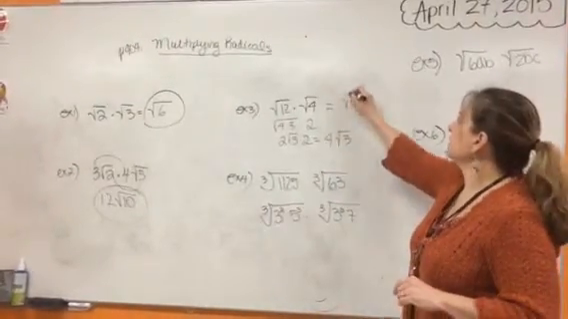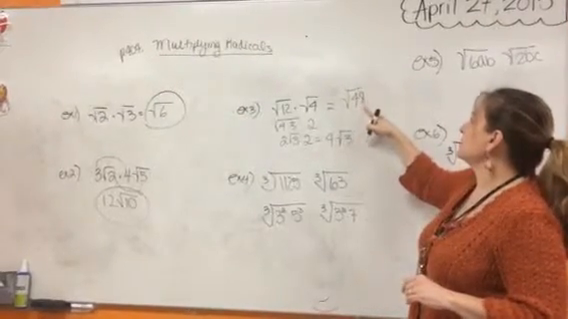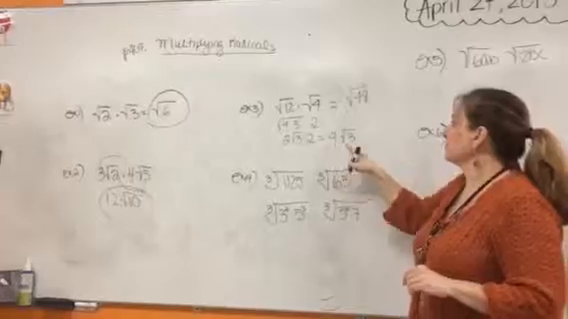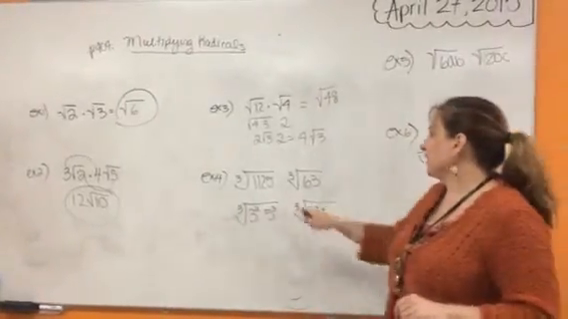Had I done it like this and did 48, then I would have gotten 16 times 3. The 16 would have popped out as a 4. I would have gotten the same answer, 4 radical 3. Got it? All right, now let's look at this.